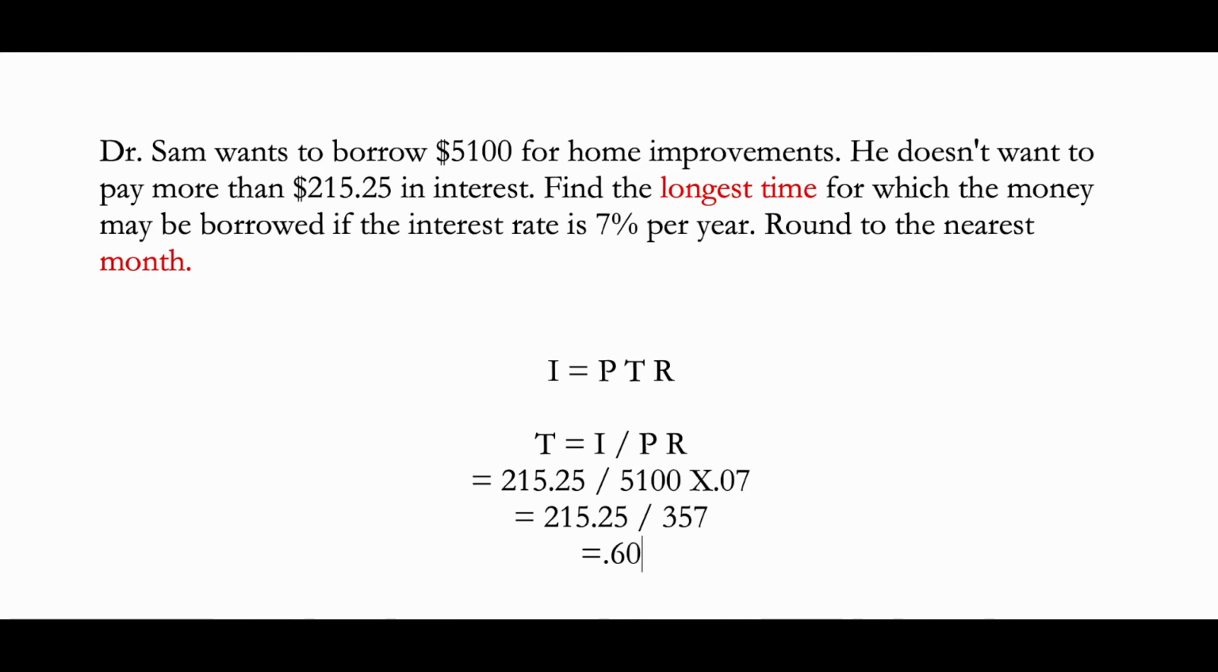Now the question is asking us to round this to the nearest month. In order to do that, since in 1 year there are 12 months, we're going to multiply this by 12 months, which is equal to 7.23 months. So we're going to round this down to 7 months. So the answer to the question is 7 months.